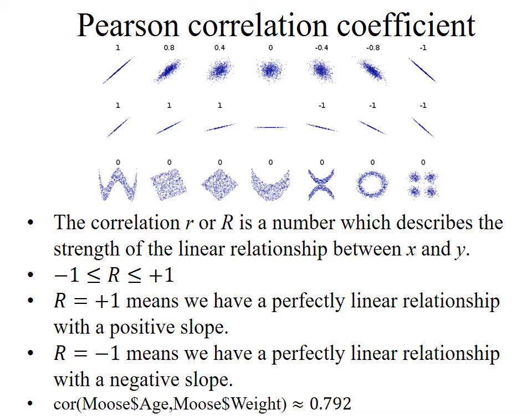If we want to do this for this data set, the command is cor, C-O-R. So into the R statistics program, we type cor of moose age, moose weight. Again, we're putting age on the x-axis, weight on the y-axis, and we get 0.792. That looks like a pretty good relationship here.